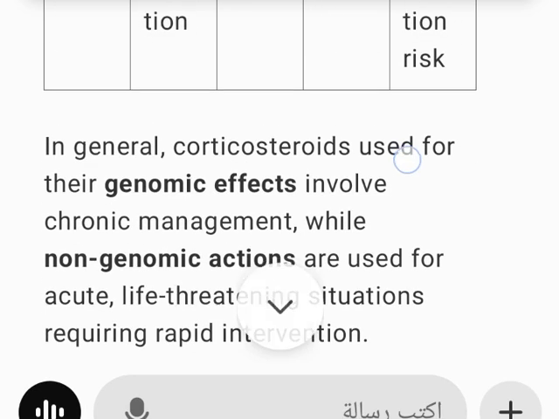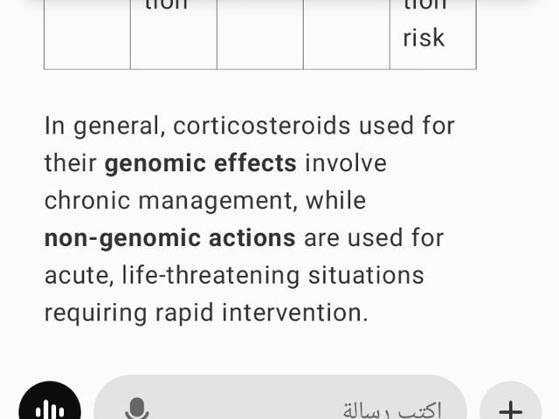In general, corticosteroids used for their genomic effects involve chronic management, while non-genomic actions are used for acute, life-threatening situations requiring rapid intervention.